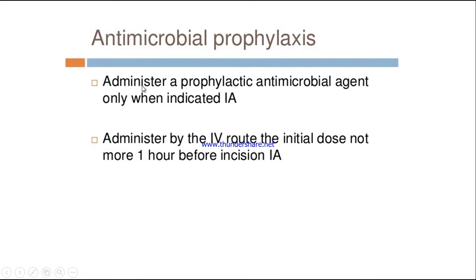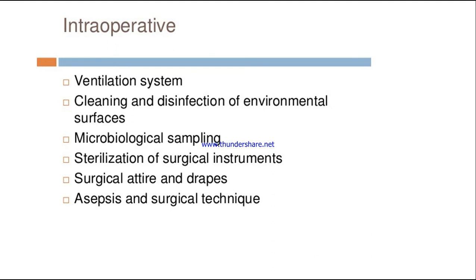Then antimicrobial prophylaxis. According to 1A, we have to administer a prophylactic antimicrobial agent only when indicated, and we have to administer by the IV route. The initial dose should not be more than 1 hour before the incision. So, antibiotic should be given to the patient before any surgery, and that should be not more than 1 hour before the surgery. Why? To prevent or to reduce the risk of infection. Next, this is about preoperative.